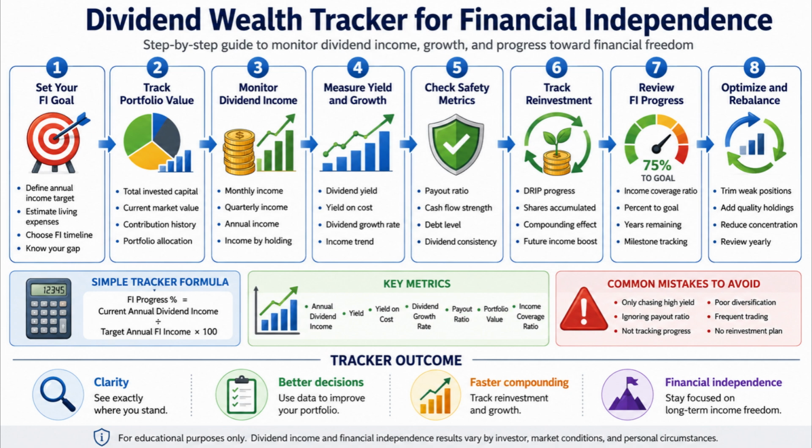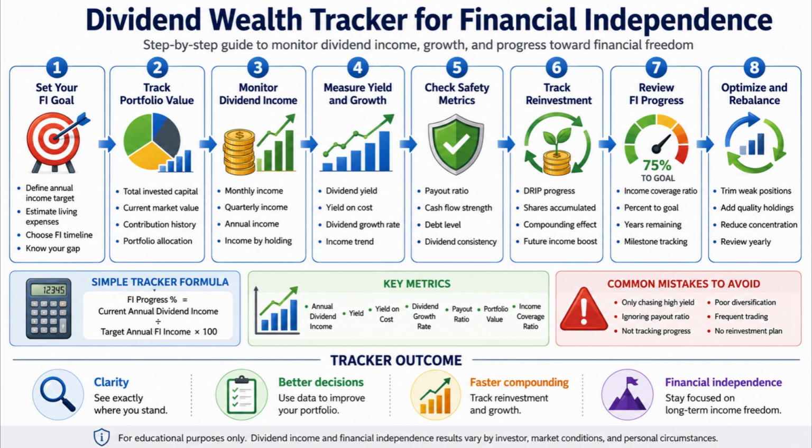However, income growth should not be measured without checking safety. Review the payout ratio to understand how much of a company's earnings or cash flow is being distributed as dividends. Also, examine cash flow strength, debt levels, and the consistency of previous dividend payments. A sustainable dividend supported by a strong business is generally more valuable than an unusually high yield that may later be reduced.